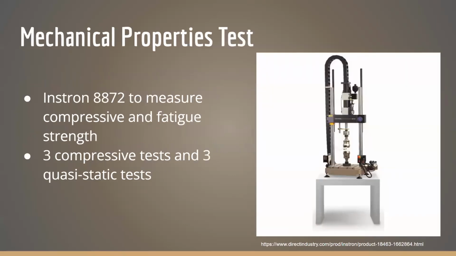Next, we'll be moving on to the tests we will conduct on our device. To evaluate the mechanical properties of the scaffold, an Instron will be used for a compressive and quasi-static test. There will be a total of 6 tests, 3 compressive and 3 quasi-static tests. The specimen will be placed between 2 platings of a 1 kilonewton load cell. The compressive test will run at a strain rate of 1 millimeter a minute until failure. This will give the modulus of elasticity, yield strength, and stiffness of the device.